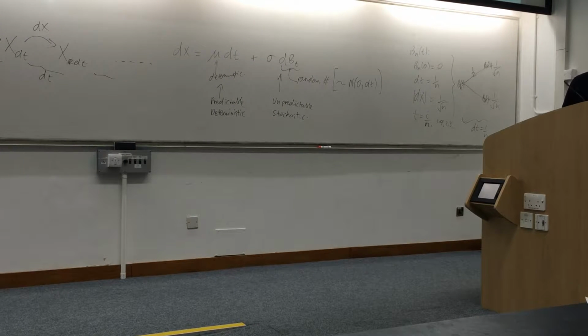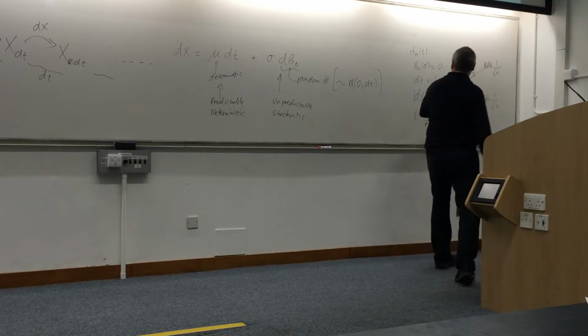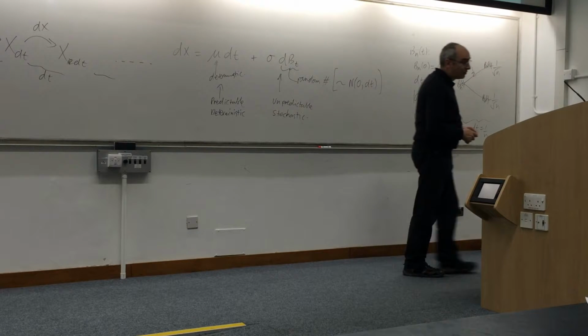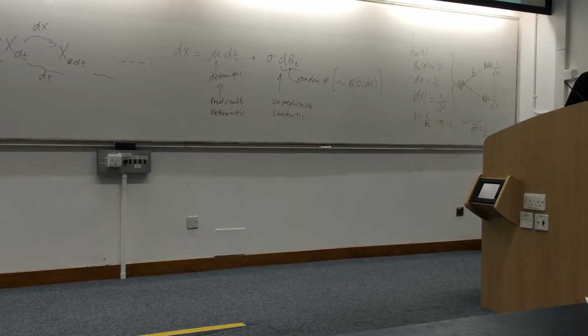I'm going to take the distribution at time t equals 1, and by induction, I'm going to have n plus 1 possible values. Why? Because each time I go up, I've got 1 on root n, and so I've got n steps there, so I'm going to have n plus 1 possible different values. That's not quite right, is it? Anyway, they will range from minus root n to plus root n.